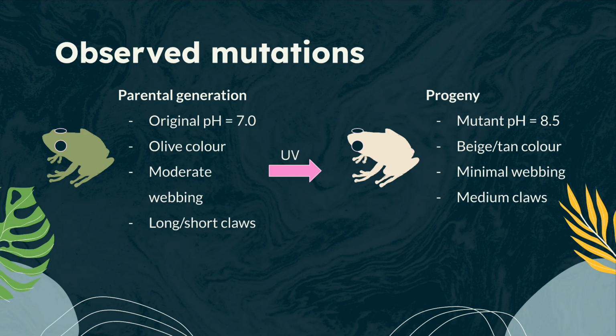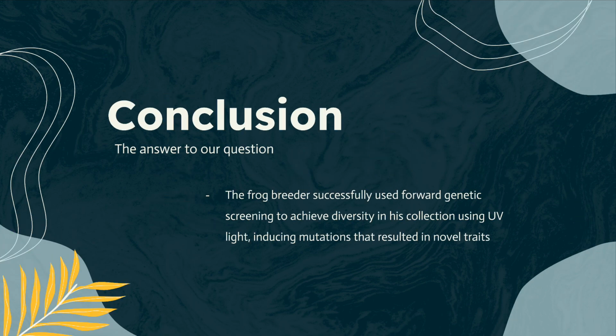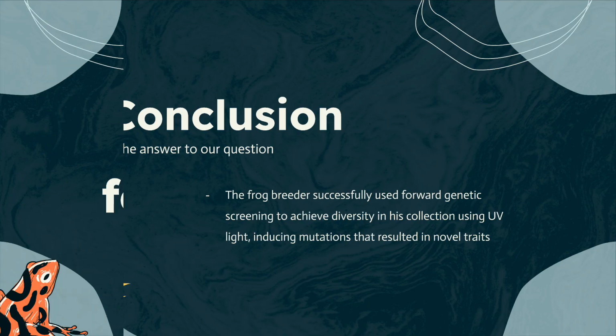The observed mutations on the frogs following exposure to the radiation were a change in environmental pH preferences, skin coloration, level of webbing, and the length of claws. These are all novel traits which emerged from the mutations. Ultimately, the answer to our original question is that the frog breeder was successful in using forward genetic screening to achieve diversity within his collection of frogs using ultraviolet light, inducing mutations that resulted in novel traits.